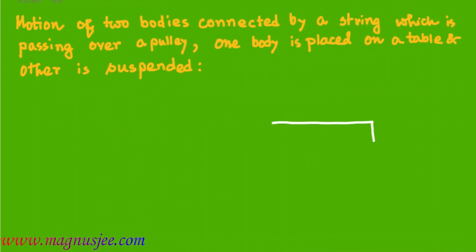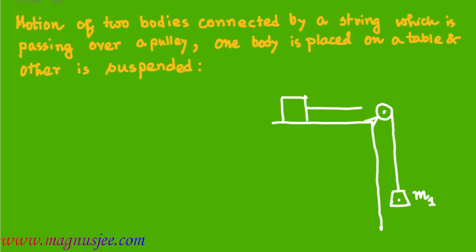Motion of two bodies connected by a string which is passing over a pulley. One body is placed on a table, the other is suspended. So we have a pulley at the edge of a table over which a string is passing, and a body of mass m1 is suspended by using that string, and also another body of mass m2 is placed on a horizontal table and that is connected to the same string, and this is the pulley.